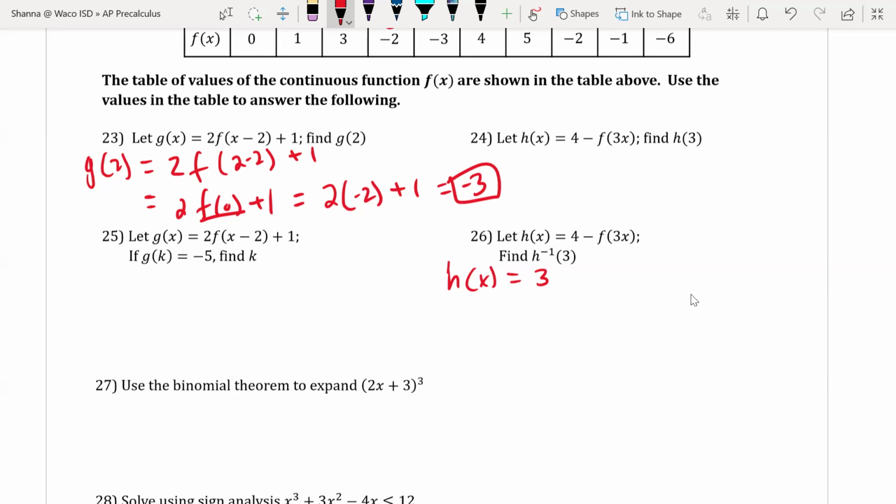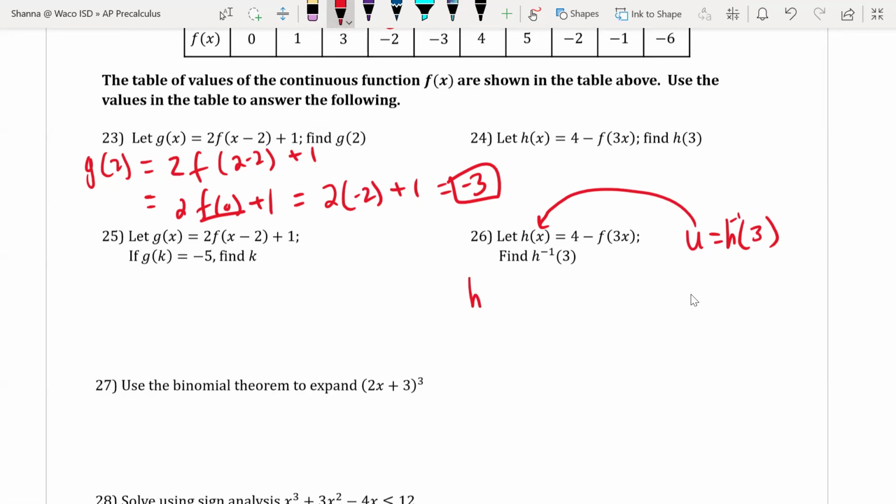No, let's do it a different way. I don't like how I did it at first. We're going to use U substitution. I think that'll be better. So we're going to let U equal H inverse of 3, and we're going to substitute it into this. So that gives us H.